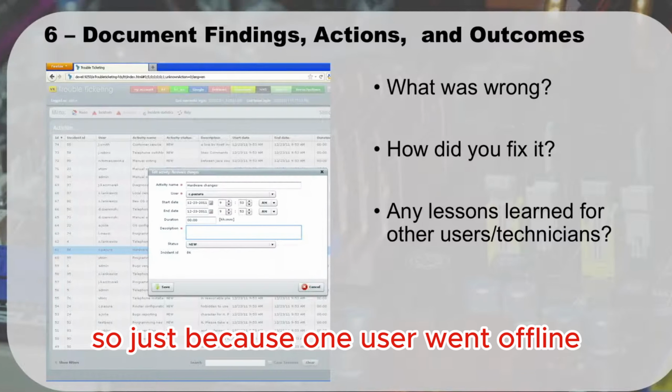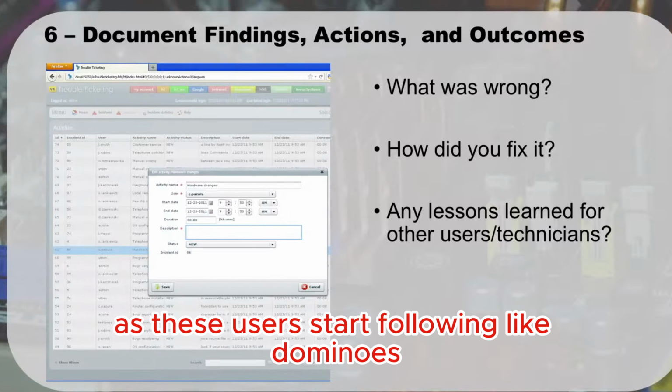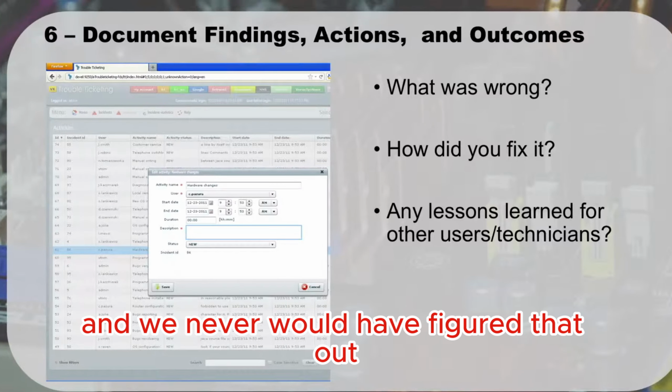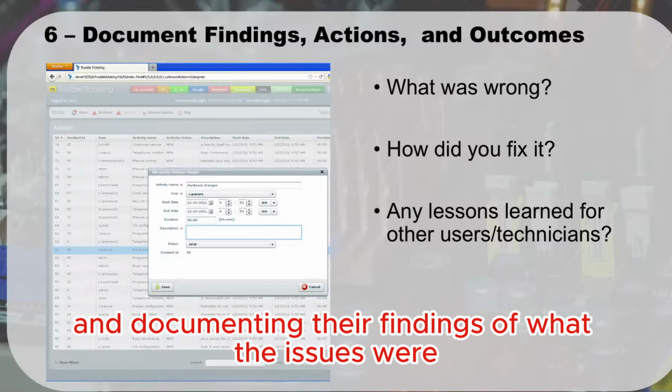Okay? So just because one user went offline, we started seeing after 2 or 3 days, as these users started falling like dominoes, what the bigger problem was. And we never would have figured that out had we not had technicians talking and documenting their findings of what the issues were between users.